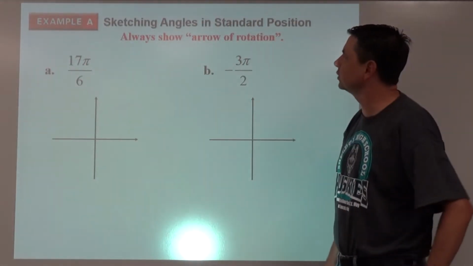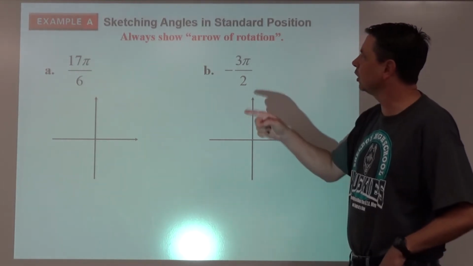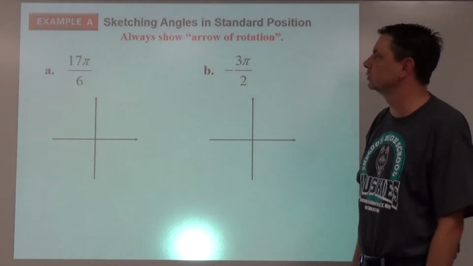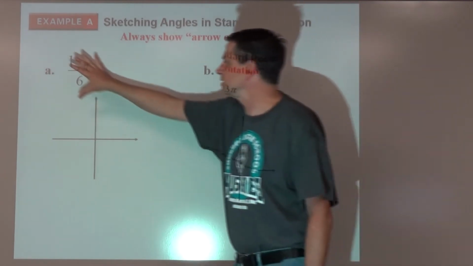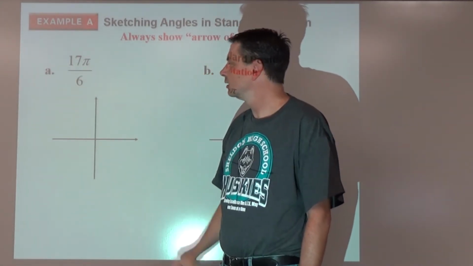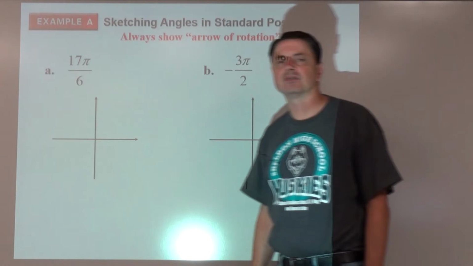All right. Sketching angles in standard position, always show the arrow of rotation. So if we want to get 17 pi over 6, how do we do that? Think about that for a moment.